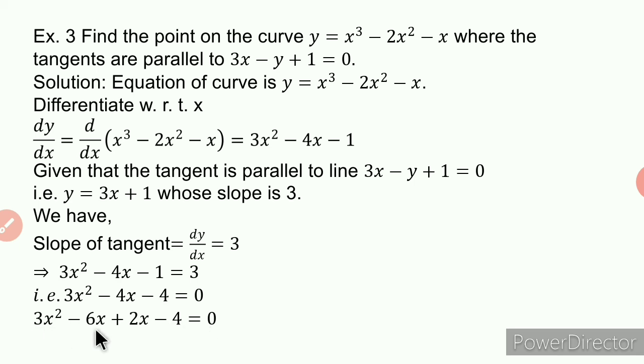Now, from the first two terms, we can take 3x as a common factor. And from the next two terms, we can take here 2 as a common factor. So, we get here 3x multiplied by x minus 2 plus 2 multiplied by x minus 2. Now, x minus 2 is the common factor from both the terms. And so, in the second bracket, we remain with 3x plus 2. And therefore, now we get x minus 2 multiplied by 3x plus 2 is equal to 0.